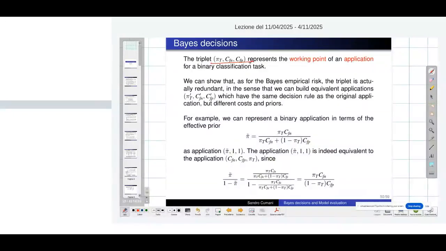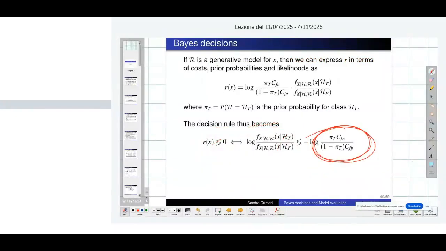As yesterday, we can see that the application information is all condensed into the three values: prior probability, cost of false positive, and cost of false negative. However, notice that these appear in a way that they are not independent. What does it mean? For example, we have already seen that the cost of errors does not matter on its own. What matters is just the relative cost. So if I have an application where the cost of false positive is 1 and the cost of false negative is 2, and an application where the cost of false negative is 10 and the cost of false positive is 20, the decision will be the same, because the ratio will always be 1/2.